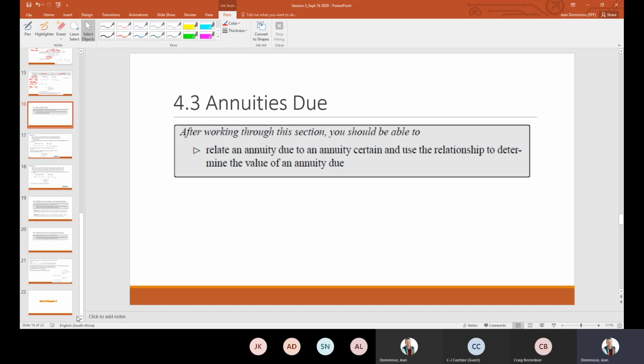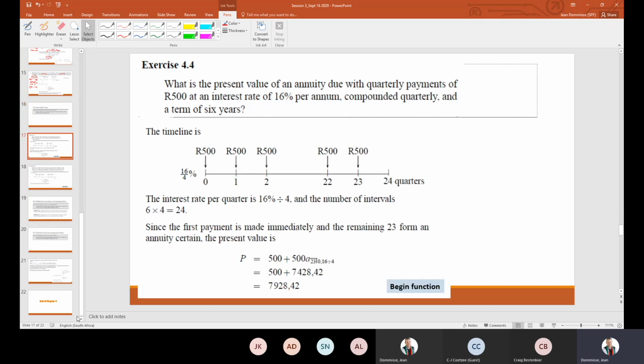So annuities due. Let's quickly check, and this now is an interesting one. There are two ways of doing it. Let's do it with the one way first, and then I'll change it up a bit on my calculator, and I hope you also have the begin function on some of your calculators. So let's do it the way that they did it first, and then we can do it the other way.